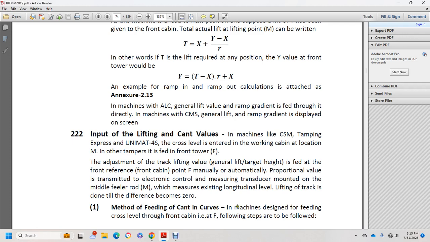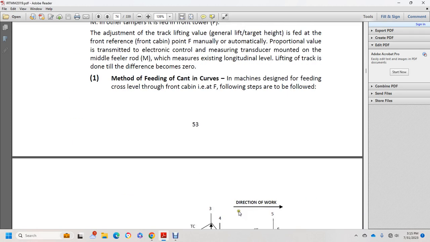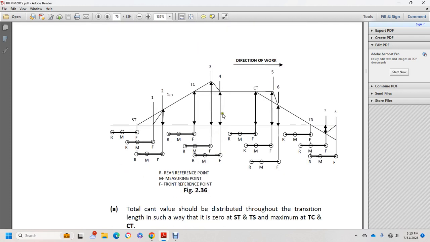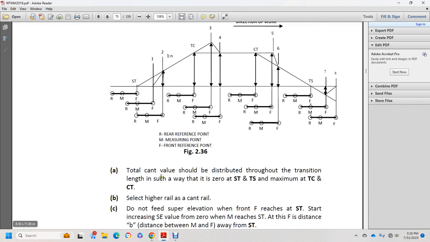For the method of feeding the cant with the code of the machine, the design of the feeding of the cross level of the front cab follows these steps. It shows the direction of work. It shows RMF and S1 to S2, 1 number, 2 SC, 1, 3 and 4, CT, 5 and 6, and CST, and 8. The total cant value is distributed through the transition length, with the rest of the weight 0 at S and T, and maximized at T and C and C and T.